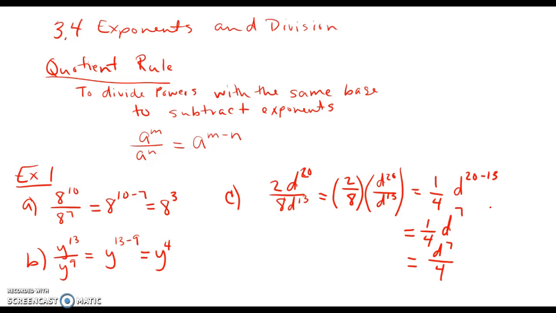So again, quotient rule, as long as we have the same base, then we subtract the exponents. If we have coefficients, we simplify those and do the subtraction of the exponents for the same base.